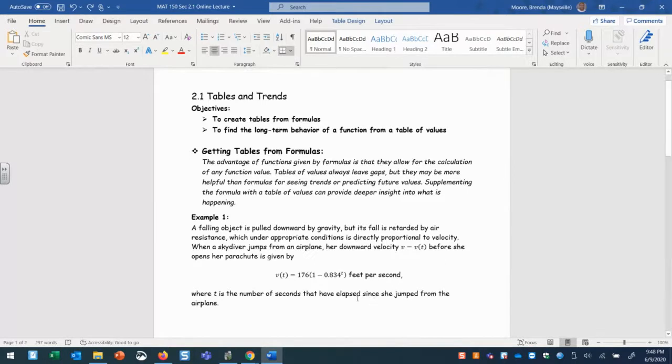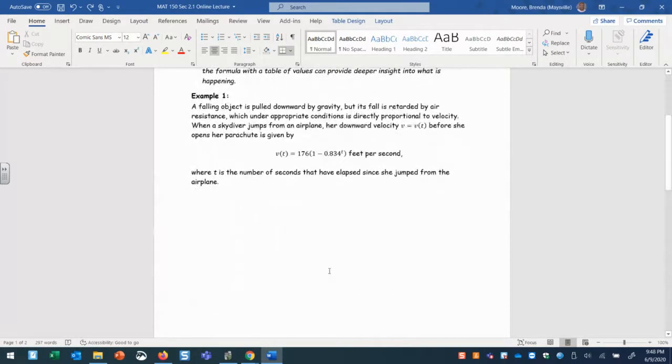Example 1. A falling object is pulled downward by gravity, but its fall is retarded by air resistance, which under appropriate conditions is directly proportional to velocity. When a skydiver jumps from an airplane, her downward velocity v before she opens her parachute is given by this formula here, where t is the number of seconds that have elapsed since she jumped from the airplane.